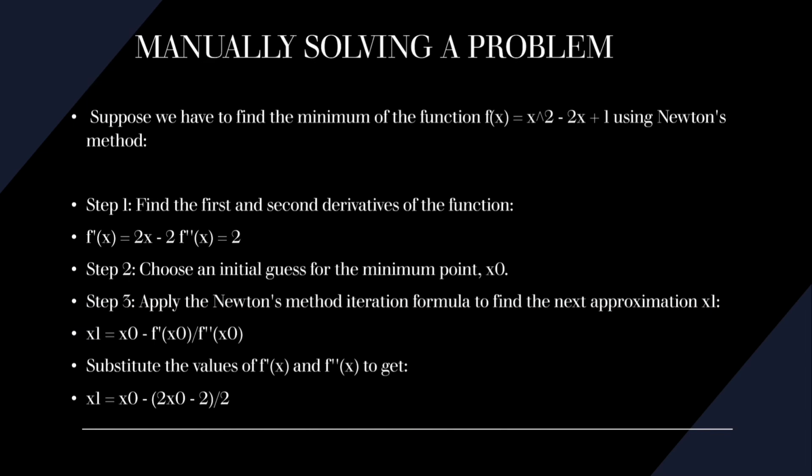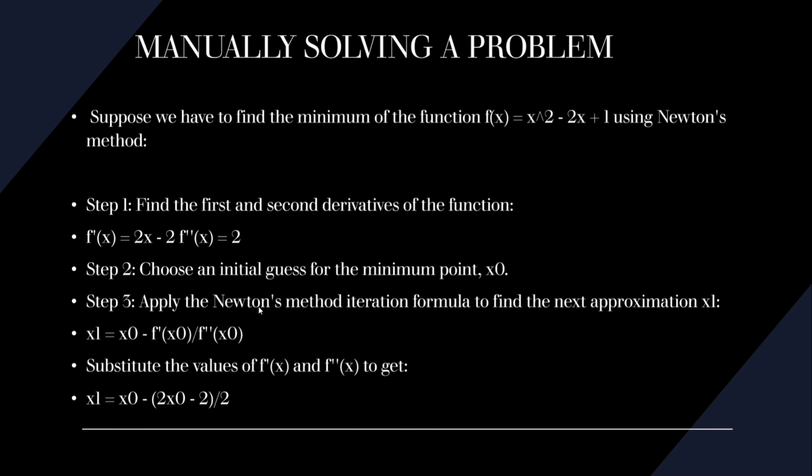I will explain by manually taking a problem. Here the function f of x is equal to x square minus 2x plus 1. We have to solve it using Newton's method. Initially we calculate f dash of x and f double dash of x. Here 2x minus 2 is the first derivative of the objective function, and f double dash of x is equal to 2.